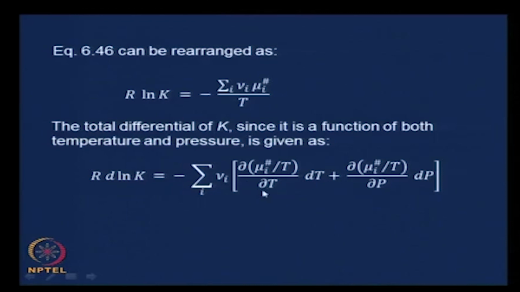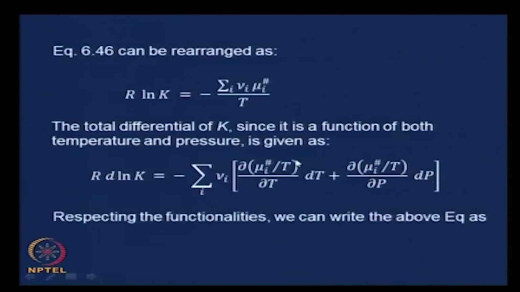So that is written as the total differential here in terms of the partial derivatives: ∂(μ_i/T)/∂T dT plus ∂(μ_i/T)/∂P dP. Therefore R d ln K equals minus the sum over i of ν_i [∂(μ_i/T)/∂T dT plus ∂(μ_i/T)/∂P dP].